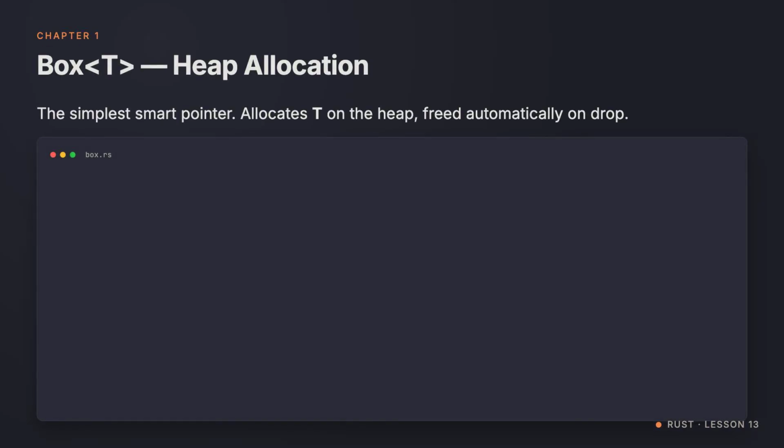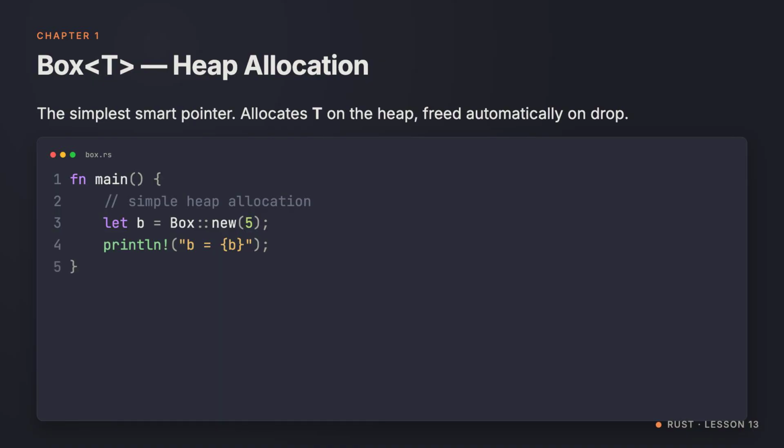Box is the simplest smart pointer. Write Box<T> and Rust allocates a T on the heap, handing you a pointer to it. When the box goes out of scope, the value is automatically dropped. The heap memory is freed. Box has three main uses.